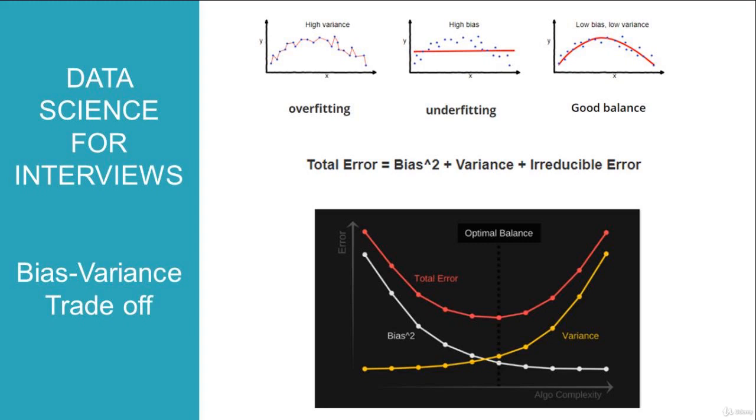So to build a good model, we need to find the right balance between the bias and the variance, such that it minimizes the total error. And this total error is given by this equation, which is the bias squared plus variance.